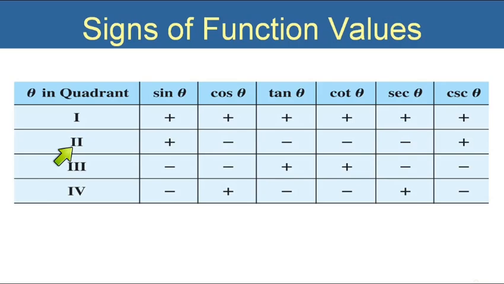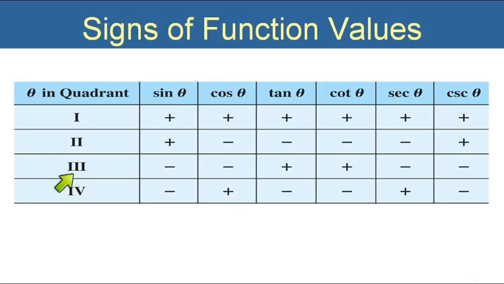In quadrant 2, y is positive but x is negative, so y over r is positive, but x over r would be negative, and y over x would be negative. And that would mean if tangent is negative, so is cotangent, because they're reciprocals. If cosine is negative, so is secant, because they are reciprocals. If sine is positive, so is cosecant, because they are reciprocals. So in the second quadrant, sine and its reciprocal are positive.